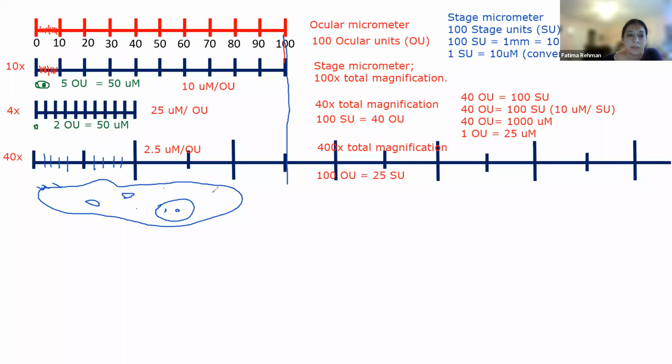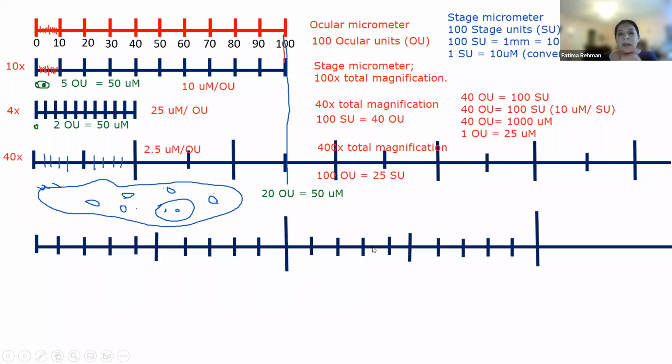So now I can really begin to appreciate it for what it is, right? So this time it's 20 ocular units is equal to 50 micrometer. Cool. Okay. Last one. 100x.